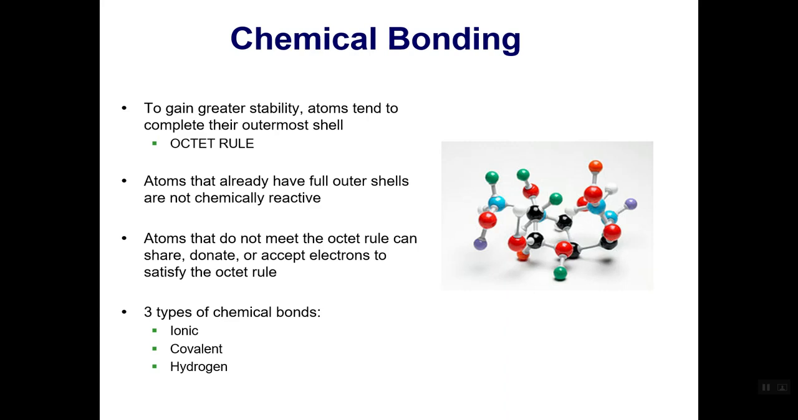Okay, so we said in order to gain stability, atoms that do not have their valence shell full want their valence shell full. They want to meet their octet rule. In order to do that, they will perform chemical bonding. To do that, they will either share electrons with other atoms, or they will donate and accept electrons. So in some way, shape, or form, they are going to exchange electrons in order to meet that octet rule. And the types of bonding are as follows: ionic, covalent, and hydrogen.